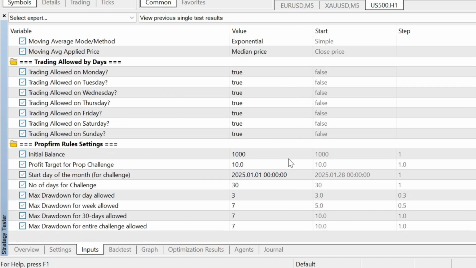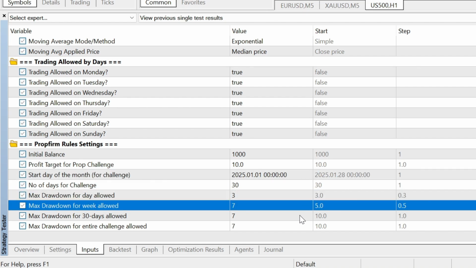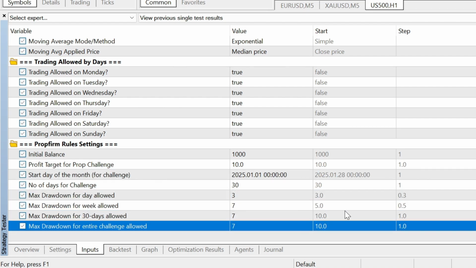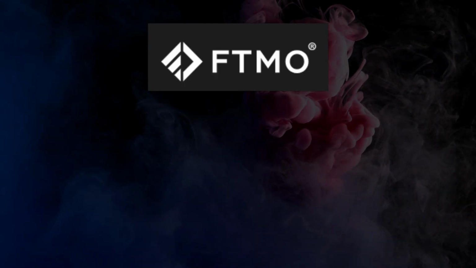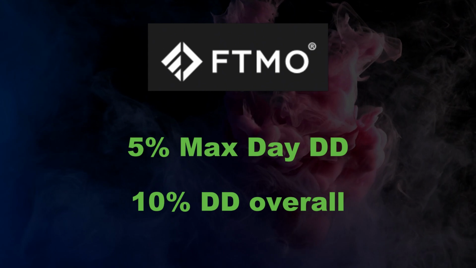And then at the bottom, you define all the Propfirm rules. You define when the challenge started so we can calculate the weeks and the months correctly, because you might start the challenge in the middle of the month. And then you define the max drawdown allowed. Say if for a day the max allowed is 5%, then we put 3% to give ourselves a little bit of buffer and safety margin. Then if for a week the max allowed is 10%, then we set 7, and then we set the same 7 for the month, and then for the entire challenge as well. Say on the FTMO, the requirement is 5% max drawdown for a day and 10% for a month. So we keep the safety margin.